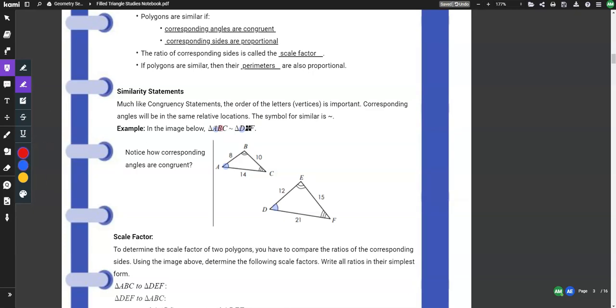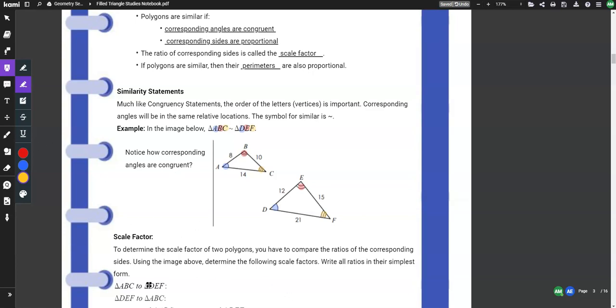B and E, and they are still two arc marks. And finally, C and F. And this is why you can't use angle, angle, angle to do congruency statements.